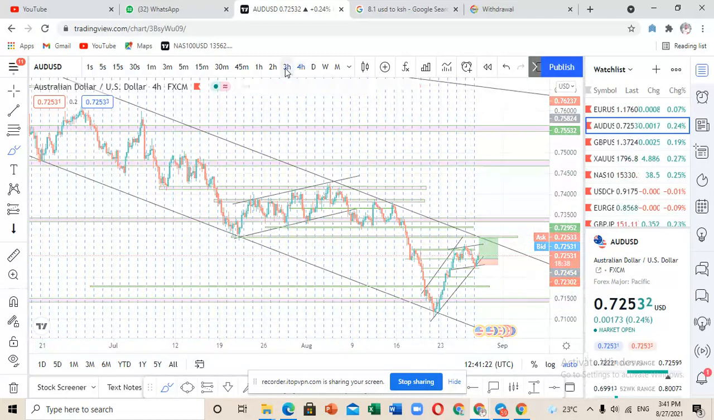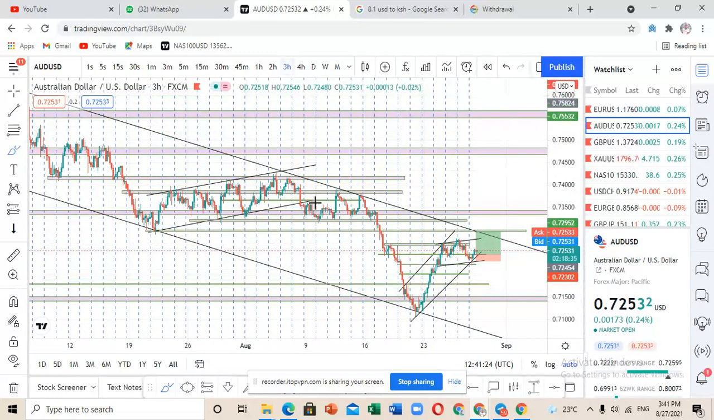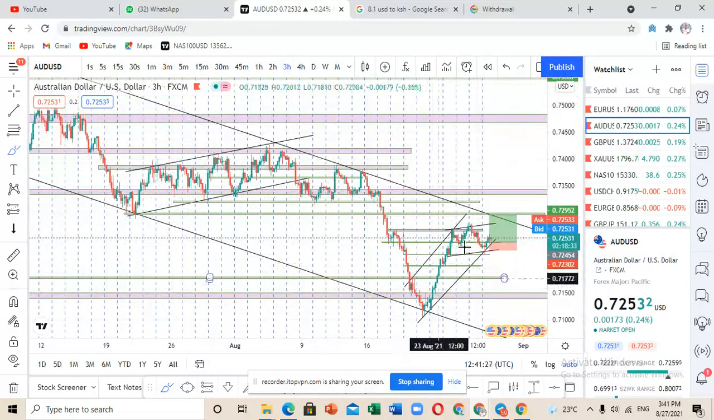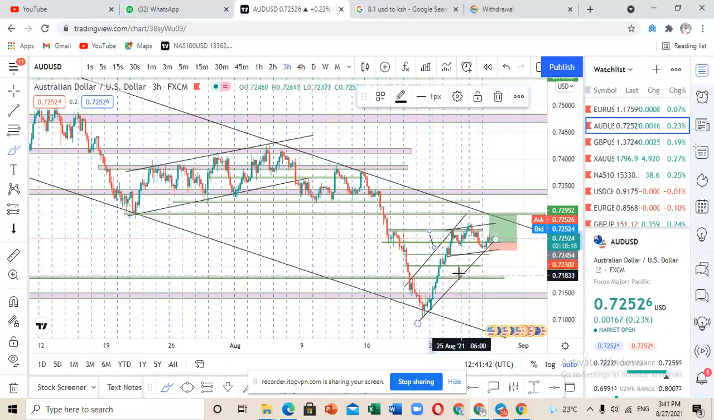If I come into the 3 hour time frame, you can see the move to the upside, a move to the side to touch this trend line here. You can clearly see that the markets have been experiencing a move to the upside. The market had been moving in between these two trend lines, this first trend line and also the trend line that is below here.